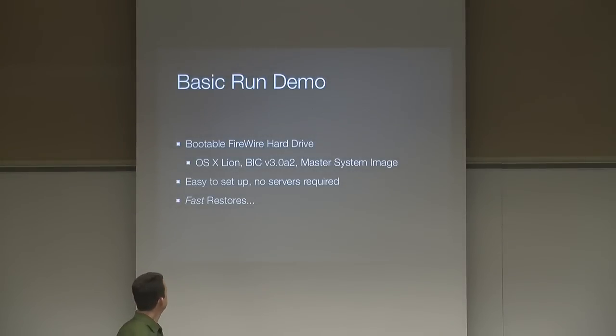Okay, so I'm going to do a basic run demo, which is going to show booting from a FireWire drive. It has OS 10 Lion, BIC version 3.0, Alpha 2. It's actually beta now, I've just not changed it. It's beta quality, and as people have used 2.9, they've seen betas for a long time. It's actually been very stable. I need it, because if it doesn't work on 700 machines, I'm in trouble. It's been working great on testing, and I've been testing it for many months. It's easy to set up, no servers required, and does fast restores.